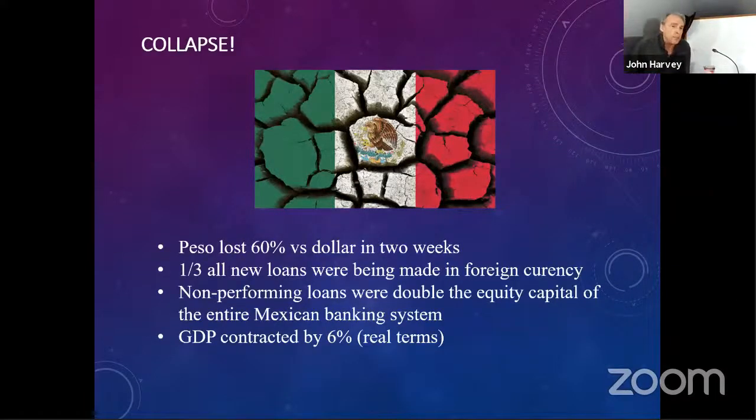And yes, it lost 60% of its value in 2 weeks. And unfortunately, leading up to that point, 1/3 of all new loans in Mexico were being made in foreign currency, primarily dollars. So imagine that. All of a sudden, over the course of 2 weeks, all your debts have gone up by 60%, independent of everything else. Of course, now there's also going to be a terrible downturn in Mexico as well, as it points out in the last bulleted point. And the situation was so bad that the non-performing loans, the loans that weren't getting paid back, were double the entire value of the Mexican banking system. This was an absolute tragedy, and driven primarily by the collapse of the peso.